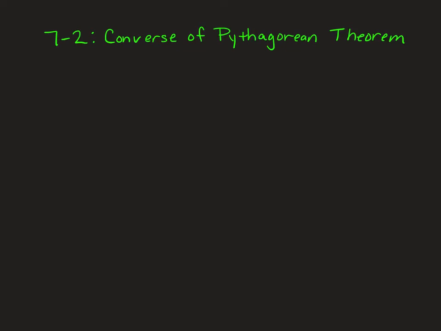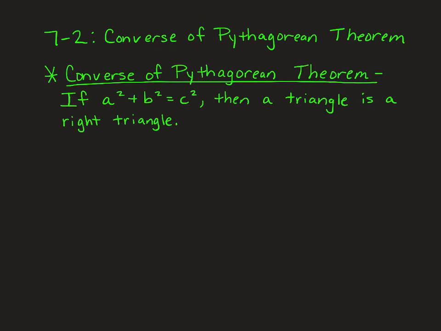Lesson 7-2, Converse of Pythagorean Theorem. So the converse of the Pythagorean theorem states that if a squared plus b squared equals c squared, then a triangle is a right triangle.